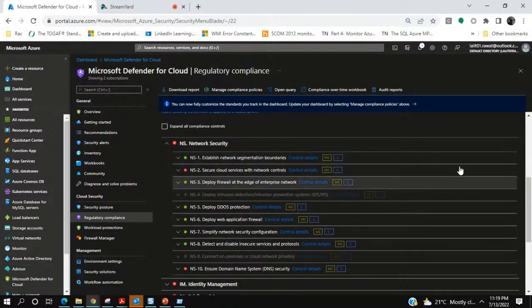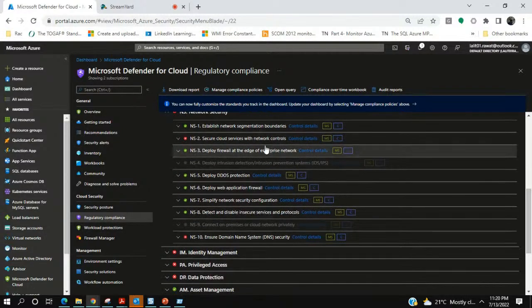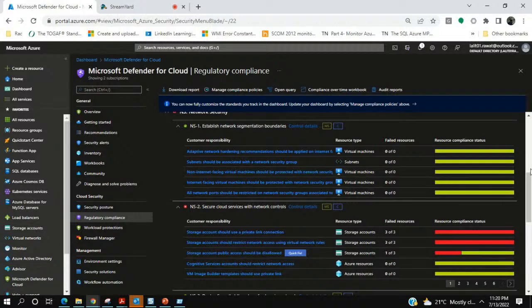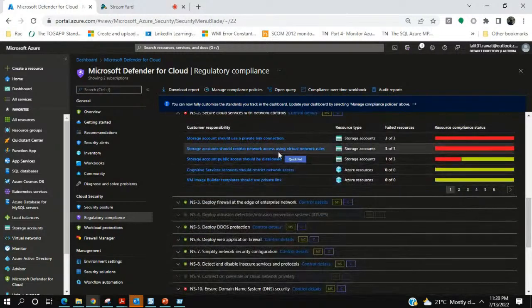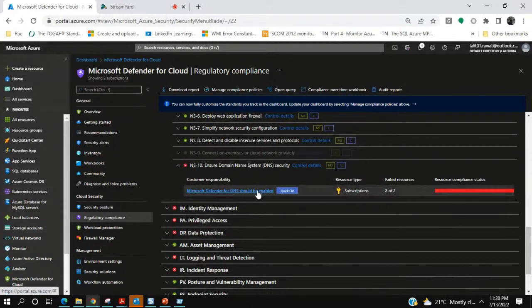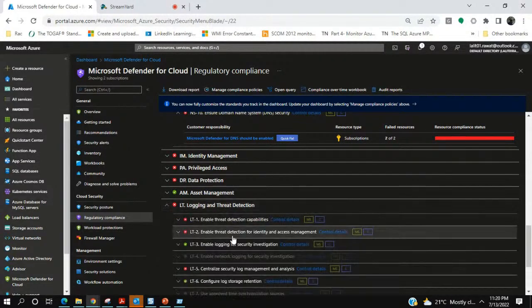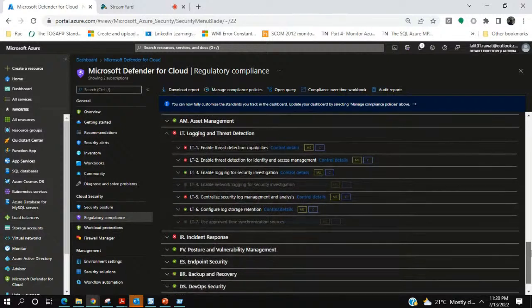So these are the controls where I don't have network segments and boundary. Then I'll see the adopted control and all of those. Then I'm going to have storage account related issues. Then I might be having a DNS related one. DNS is not enabled. Azure Defender for DNS should be enabled. And then login and threat protections is there.